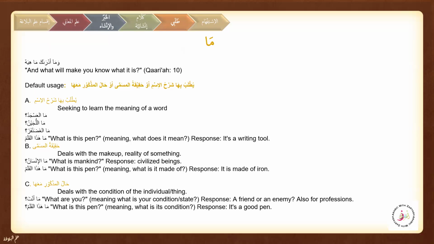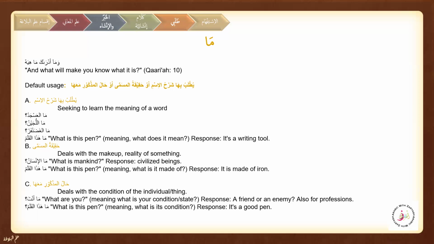So here ma can be yutlabu biha sharhul ismi, it can be haqiqatul musamma, or it can be hal maskuri ma'aha. Yutlabu biha sharhul ismi is just seeking to learn the meaning of a word. When you don't know the meaning of a word, you can use the harf ma. Like in the examples, ma asjadu, what is asjadu? It is gold, or zahab. Ma al-lujain, again asking what is lujain, and it is silver.